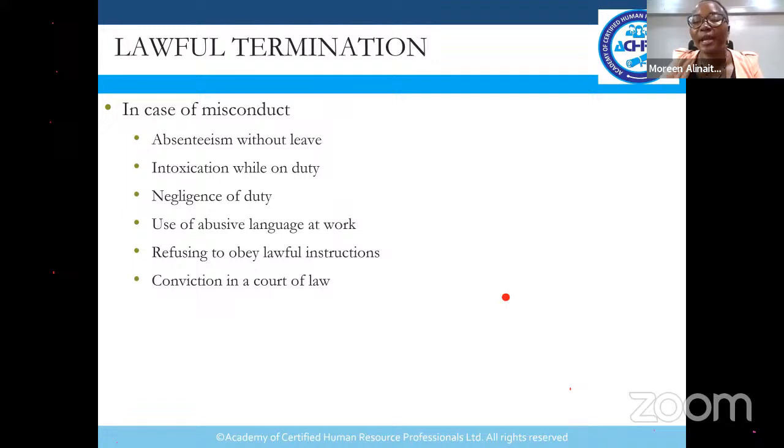Refusing to obey lawful instructions. Have you ever seen a case whereby somebody was fired for insubordination? That word, sometimes it is misused. Somebody is fired for insubordination, refusing to obey lawful instructions. Now, the instructions must be lawful.